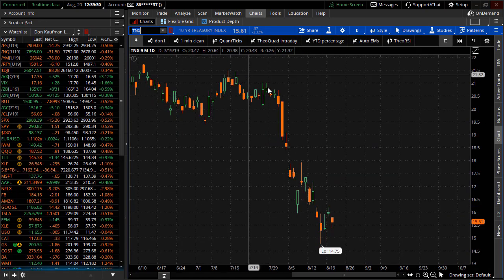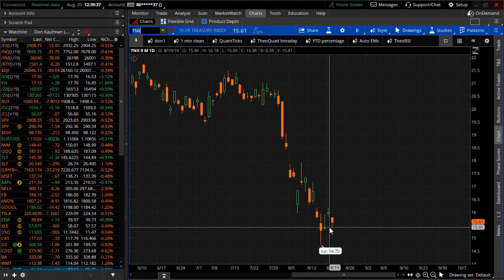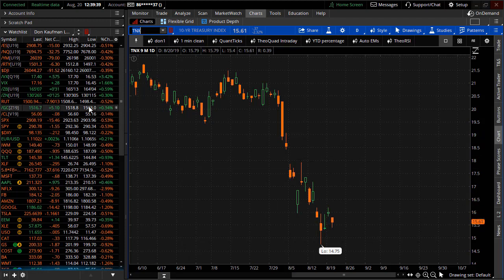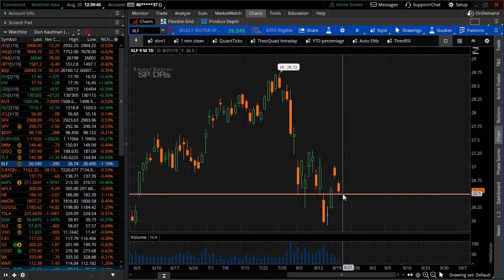This happens to be the 10-year. We're just sitting right near the bottom of where rates have been, about 1.56% on the 10-year. Nevertheless, the bonds are rocking to the upside. And what's that done? It's taken the financials right to what we call the Maginot line.